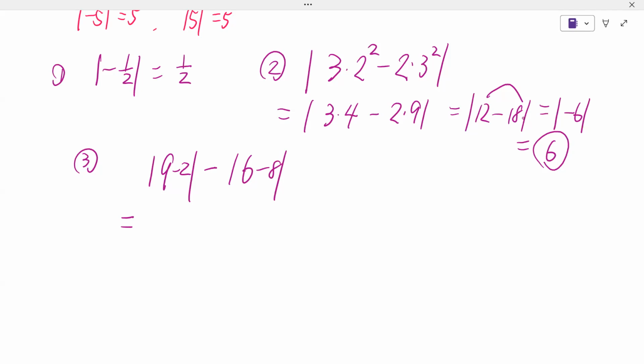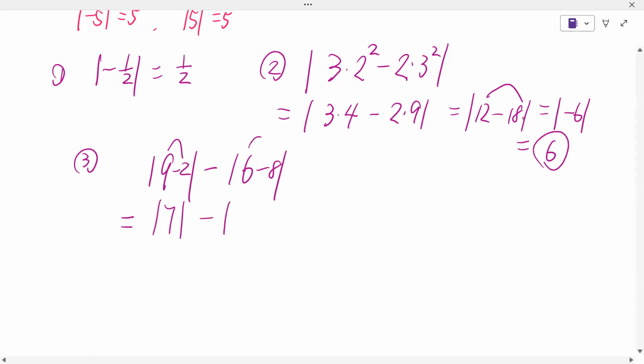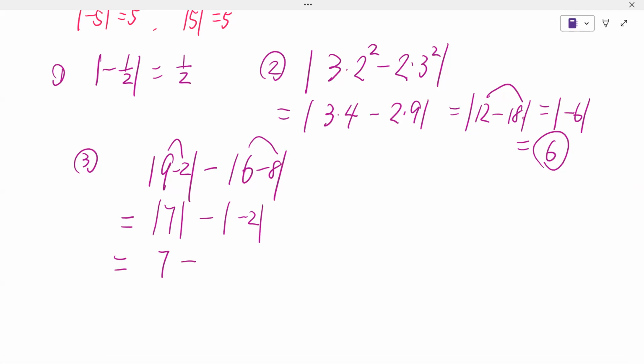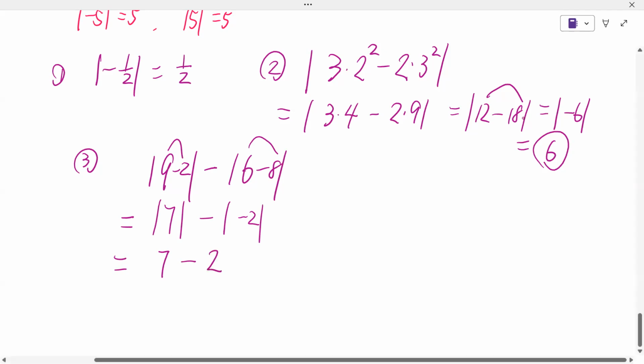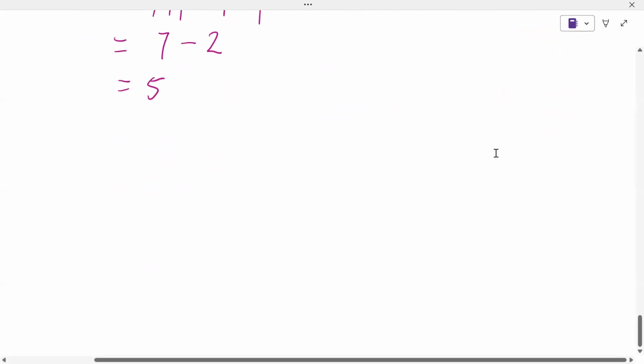Okay, so let's go with the solution here. So 9 minus 2 is 7. So the absolute value is 7, minus the absolute value of 6 minus 8, which is -2. And the result of an absolute value is always positive, right? So 7 minus the absolute value of -2 will be 2. So 7 minus 2 gives us 5. Any question about this? The next thing we're going to talk about is the opposites, right?